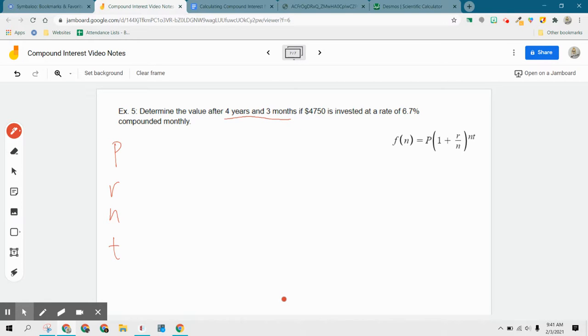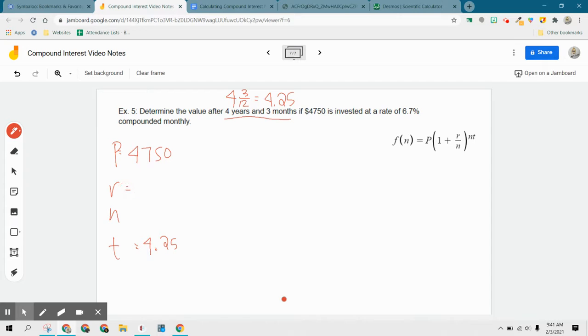That is not equal to 4.3. Remember, our time has to be in years. So we have 4 years and then we have 3 out of 12 months, which would be 4.25. That's not going to happen a lot, but it could happen where you end up with a decimal in your time. So again, 4 years and 3 months is 4, that's your whole number, and then 3 out of 12 months, which is equivalent to 4.25. Our initial deposit, our principal, is $4,750.